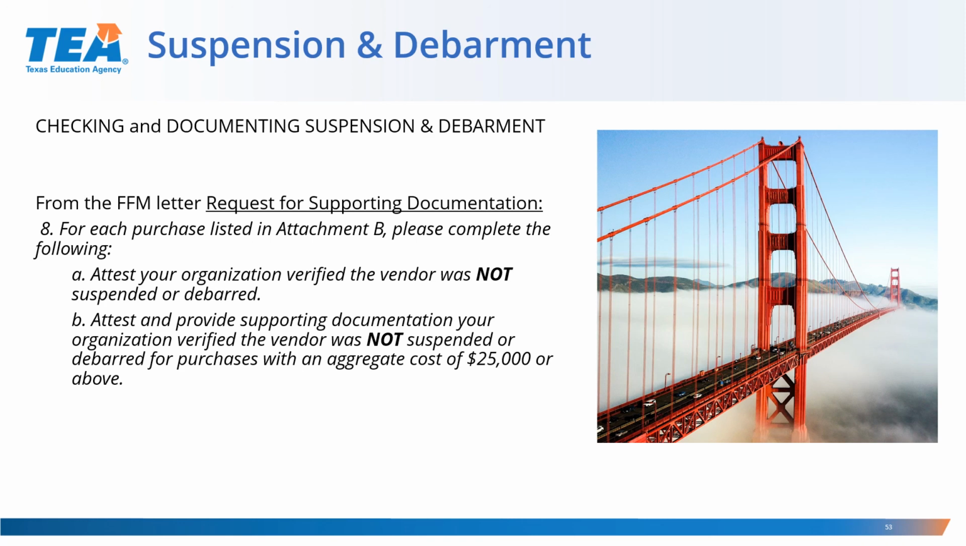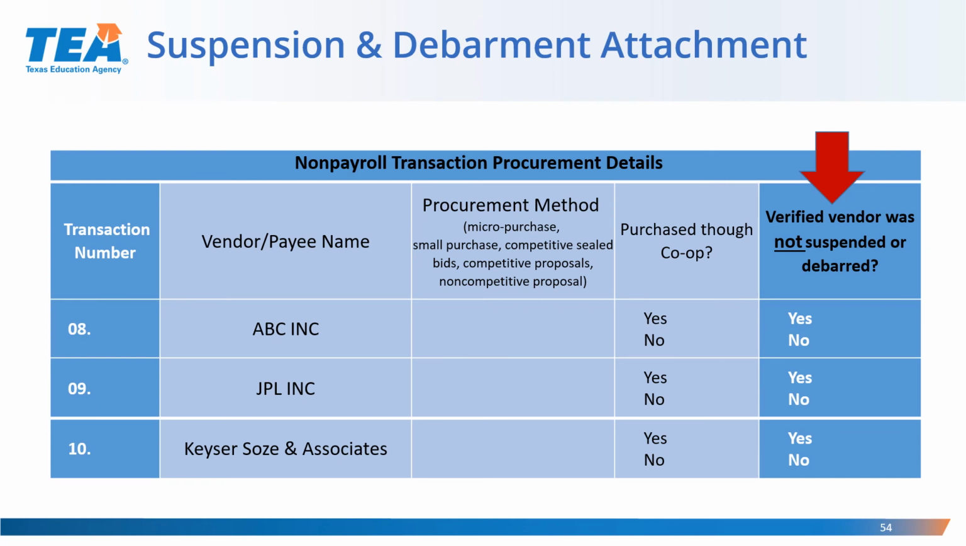So the table in the FFM letter looks like this. It's attachment B. It's called Detailed Procurement Information. It has the transaction number. It has the vendor or payee name in the column second from the left. It has a procurement method. It asks whether or not the item was purchased through a co-op. And then the column that I want to draw your attention to with the red arrow says, verified vendor was not suspended or debarred. We're asking for a yes or no response, whether or not you verified that the vendor was not suspended or debarred.